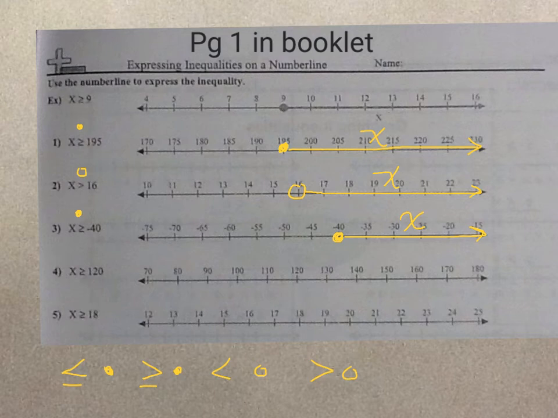Okay, so number 4, x is greater than or equal to 120. And that's a closed dot because of the half of the equal sign. So I'm going to put a closed dot on 120. And then x is greater than, so I'm going to shade in all the values to the right of that. And that represents x. Number 5 says x is greater than or equal to 18, another closed circle on 18. And again, it's all the values to the right.